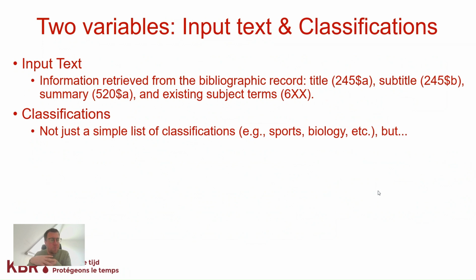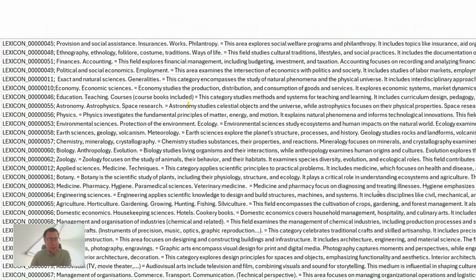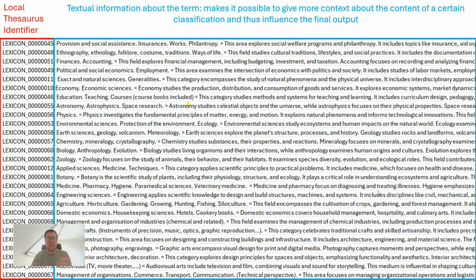And the second variable is our local list of classifications. So we do not want the prompt to invent something. We want our local classification or local lexicon identifier as outcome. So we send it not only the list, but we send it like this: our local identifier, semicolon, and then the label equals, and then more textual information on what the label means, or what we in KBR understand by that classification. So the local thesaurus identifier and the textual information.